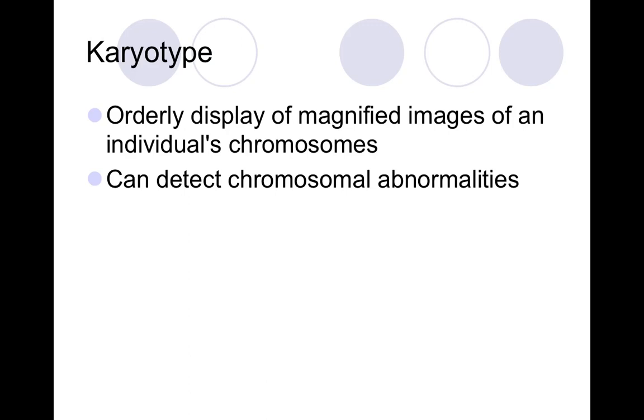Karyotype, one of our vocab words from last week, is nothing more than a graph or a diagram of the individual's chromosomes. So in humans, we would have 22 autosomes or body chromosomes, and then we would have our sex chromosomes, because we have 46 chromosomes, or 23 pairs. When we map these out, this is where we can detect if we have any defects, any chromosomal abnormalities. Sometimes these abnormalities can cause problems.